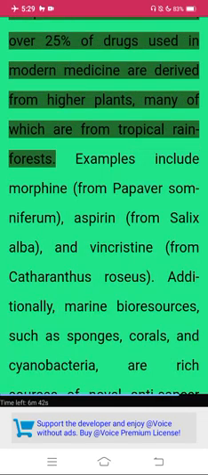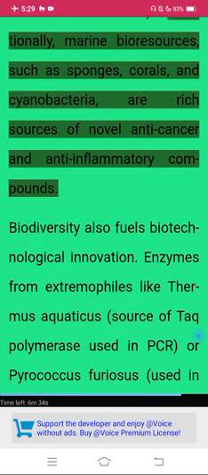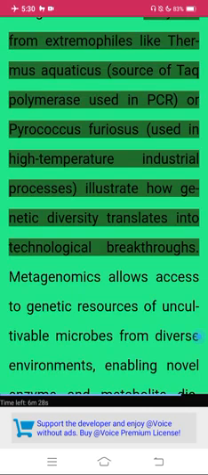In pharmaceutical sciences, over 25% of drugs used in modern medicine are derived from higher plants, many of which are from tropical rainforests. Examples include morphine from Papaver somniferum, aspirin from Salix alba, and vincristine from Catharanthus roseus. Additionally, marine bioresources, such as sponges, corals, and cyanobacteria, are rich sources of novel anti-cancer and anti-inflammatory compounds. Biodiversity also fuels biotechnological innovation. Enzymes from extremophiles like Thermus aquaticus, source of Taq used in PCR, or Pyrococcus furiosus, used in high-temperature industrial processes, illustrate how genetic diversity translates into technological breakthroughs.